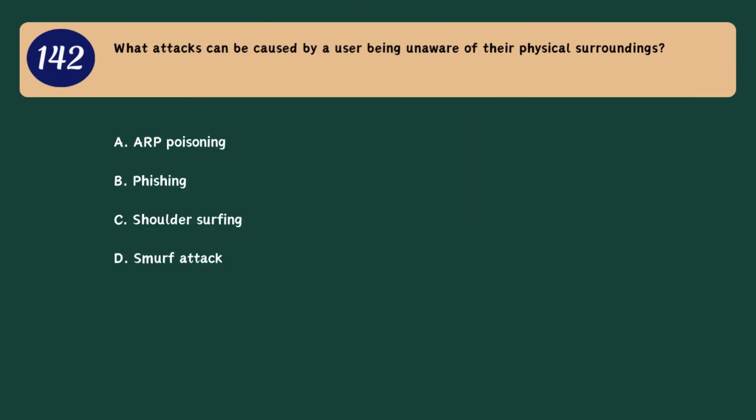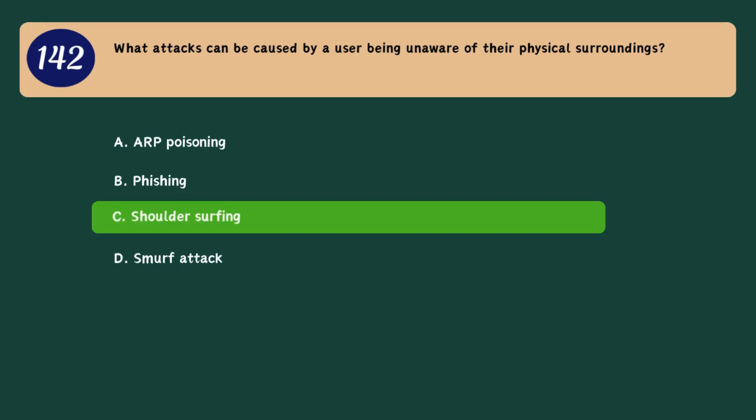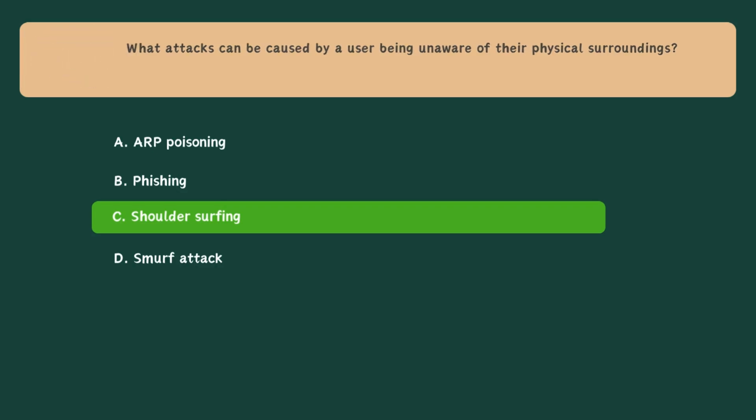Question 142. What attacks can be caused by a user being unaware of their physical surroundings? A. ARP poisoning. B. Phishing. C. Shoulder surfing. D. Smurf attack. Correct answer. C. Shoulder surfing.